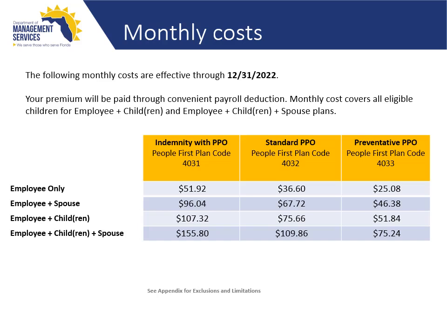For the standard PPO, People First Plan Code 4032, employee only is $36.60. Employee plus spouse is $67.72. Employee plus child or children is $75.66. And employee plus child or children plus spouse is $109.86.